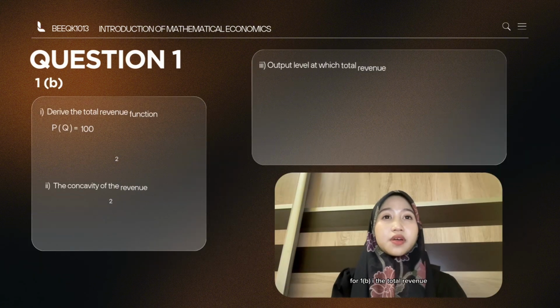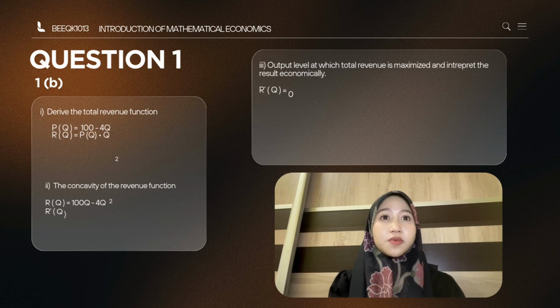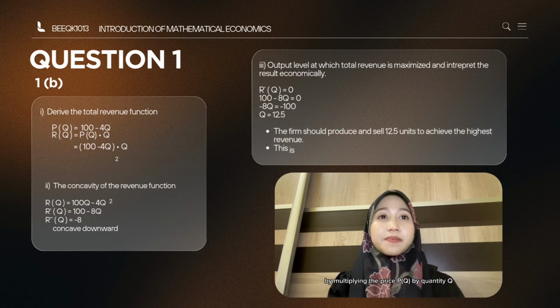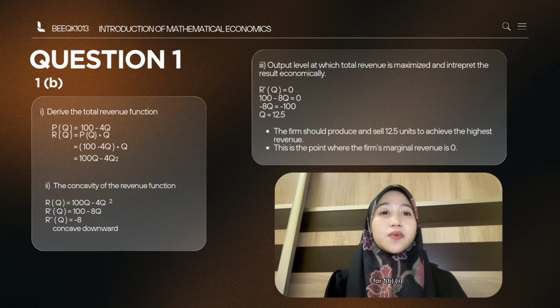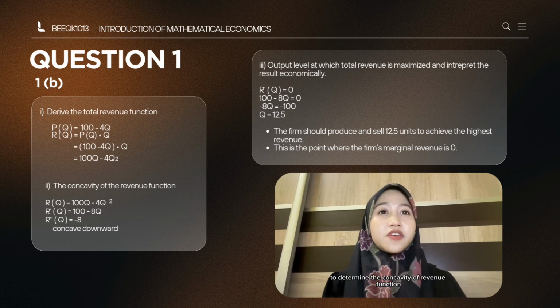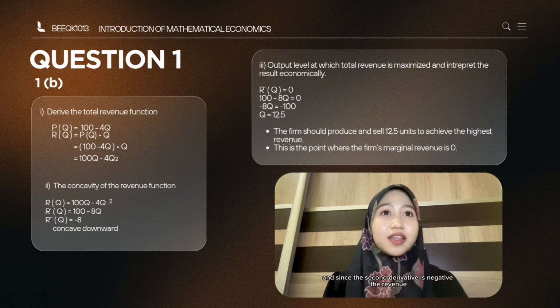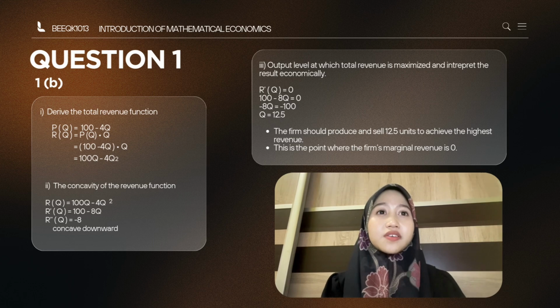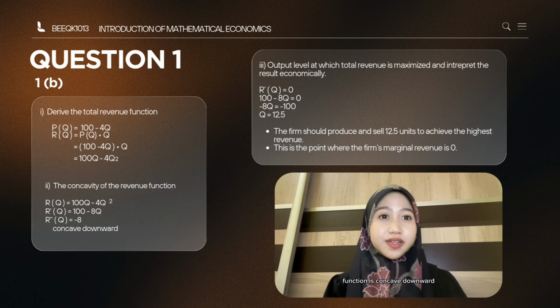For 1B1 Roman, the total revenue function R(Q) is derived by multiplying the price P(Q) by quantity Q. For 1B2 Roman, to determine the concavity of the revenue function, we need to find the second derivative of R(Q) with respect to Q. And since the second derivative is negative, the revenue function is concave downward.